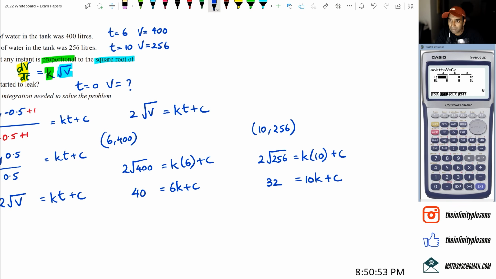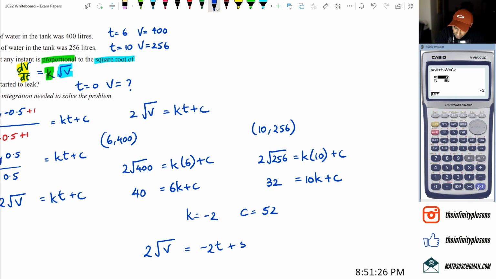So I'm going to put 6, 1, and the number by itself at the end, which is 40. Then I've got 10, 1, and 32. Just going to solve that. So this is telling me that k is equal to -2 and c is equal to 52. So what I've got here is 2 times square root of v equals -2t plus 52.